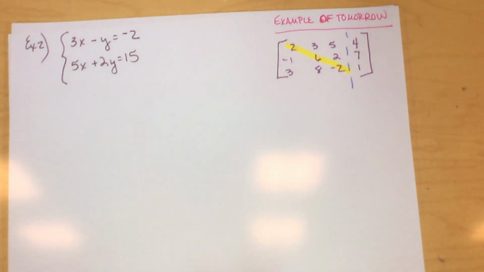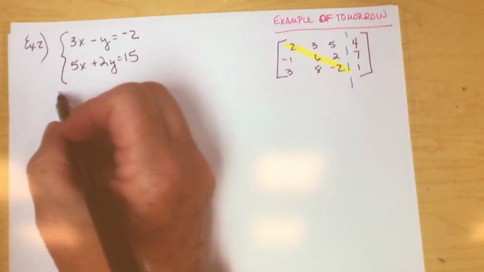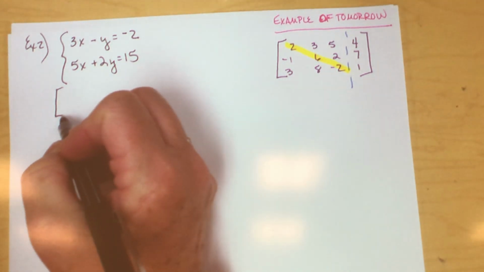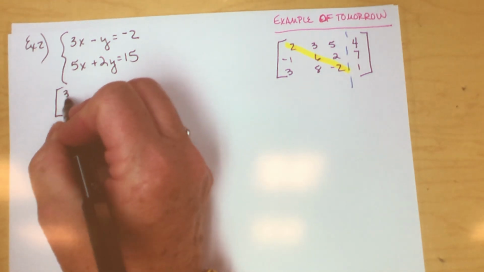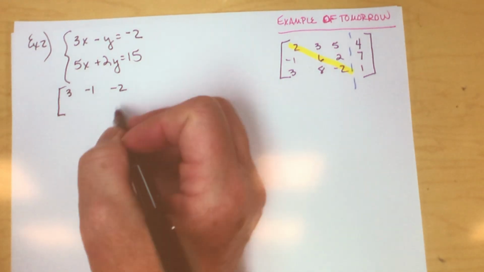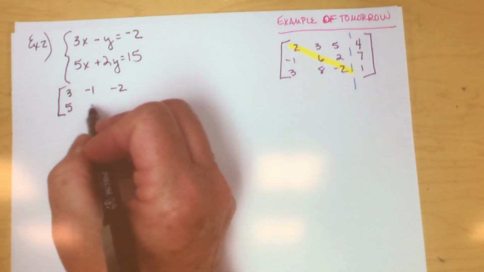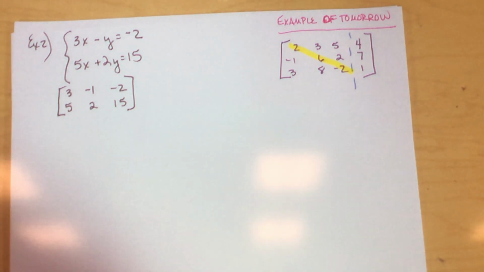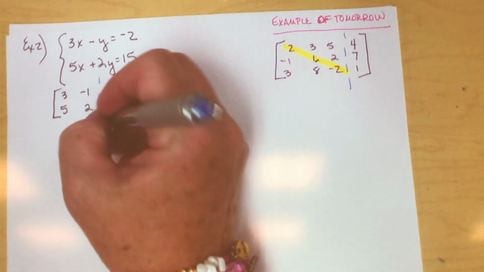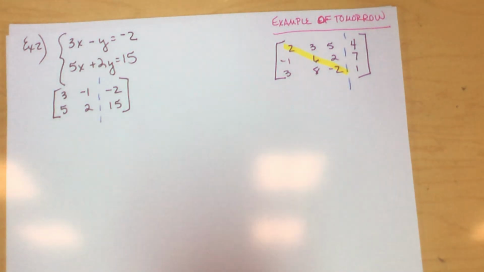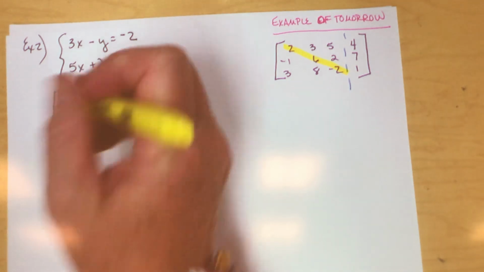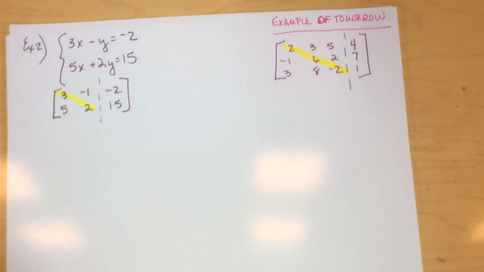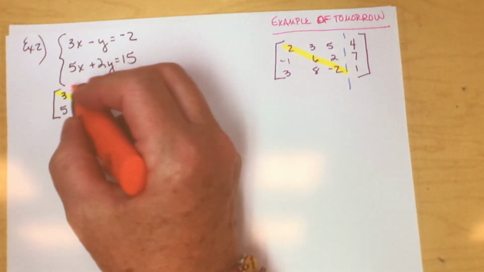Okay, you got it? You got your matrix made? What's your first row? What's your second row? 5, 2, 15. And you should have divided it off like this. Last column, principal diagonal, triangles. Are you with me?